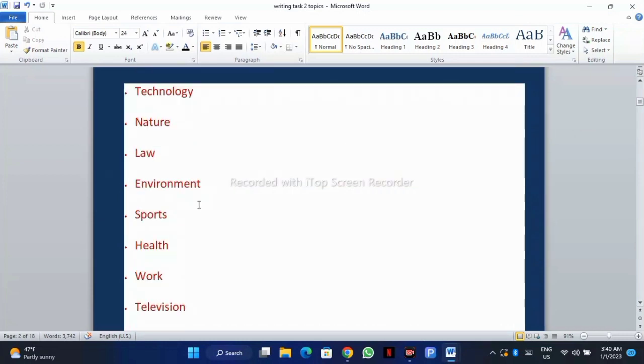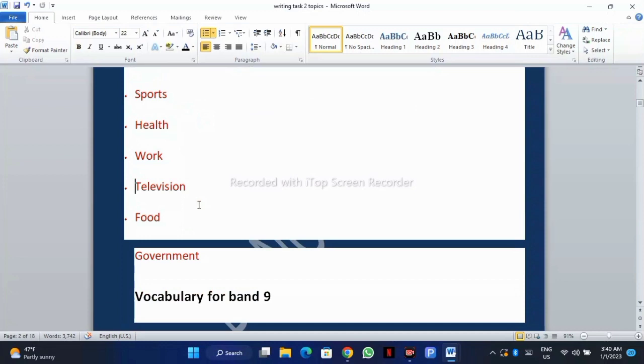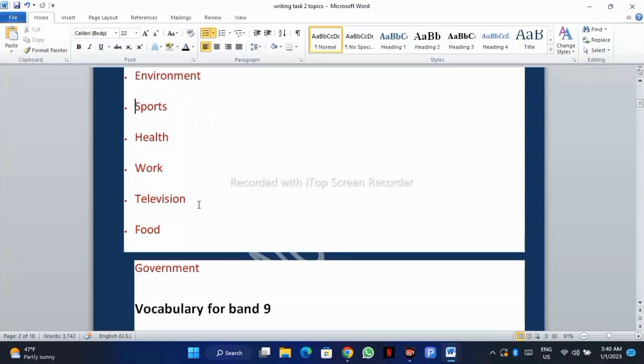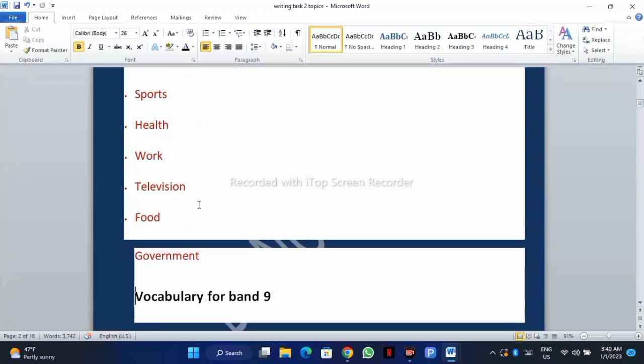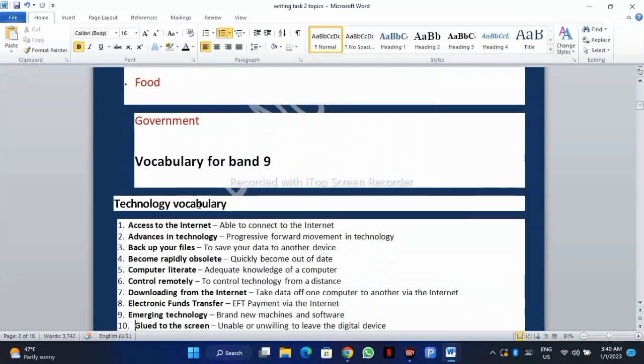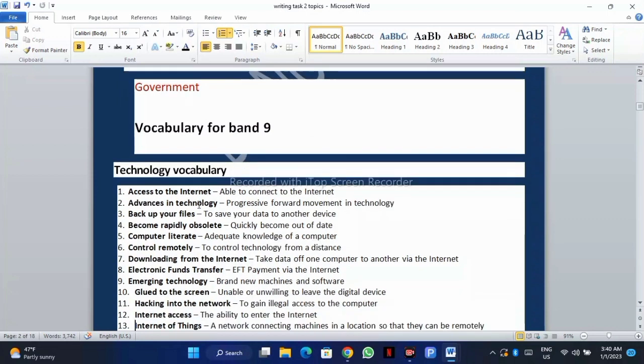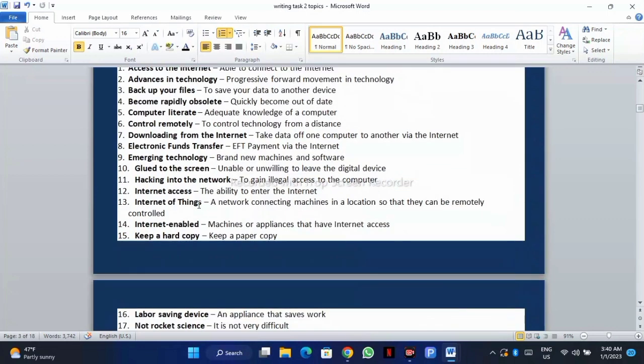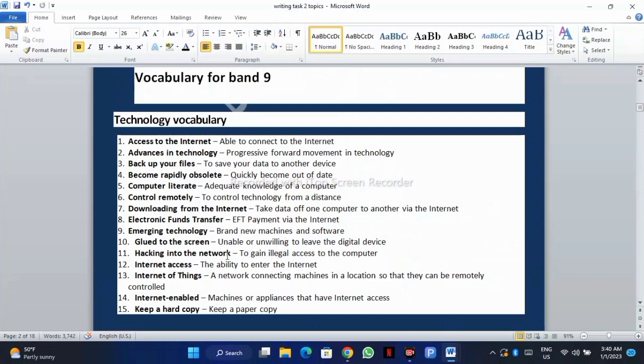So now let's start towards our prediction for writing task 2 for January 2023. You will find here that the topics are environment, sports, health, work, television, food, government. And now I will share with you some vocabulary as well for writing task 2, and how this vocabulary can be helpful for you. Our first topic is technology, and the vocabulary for that is available here, and you can find the word and the use of the word in a sentence. In this way, you can prepare your vocabulary list.